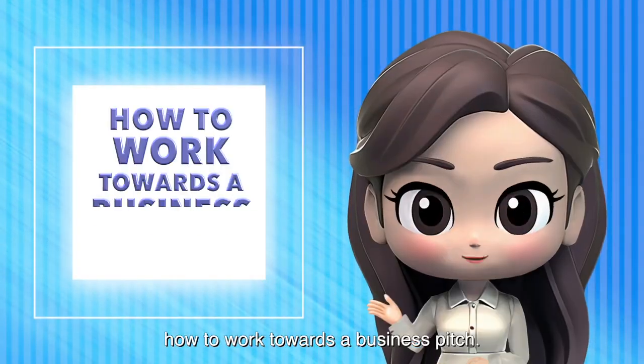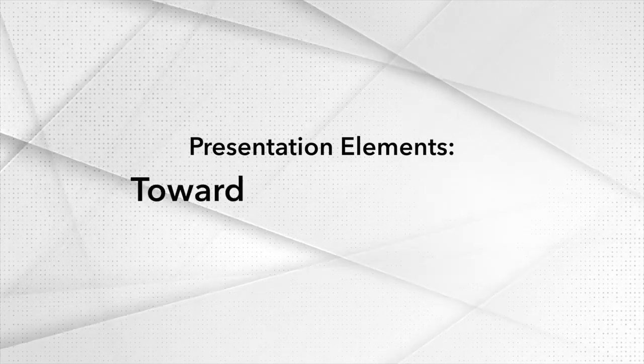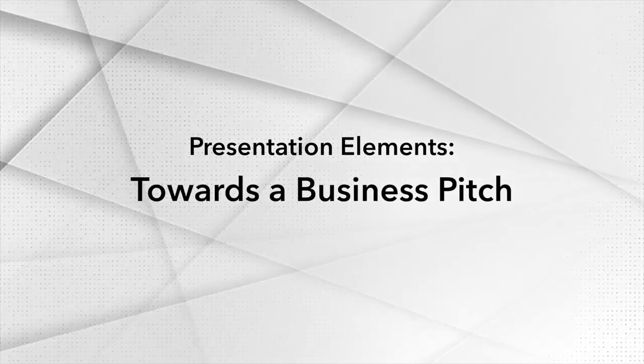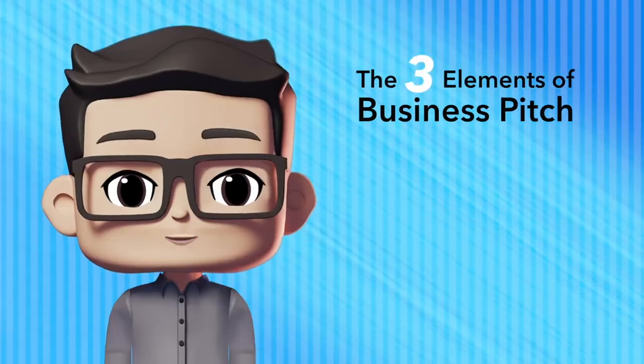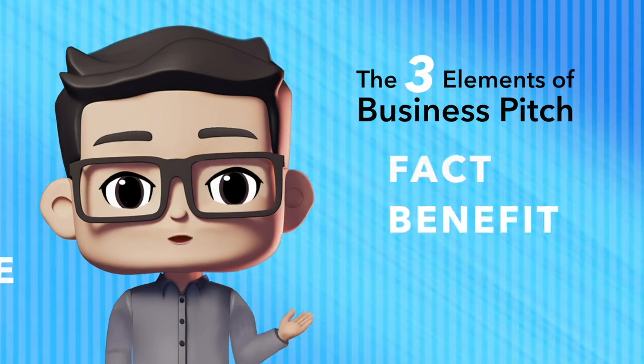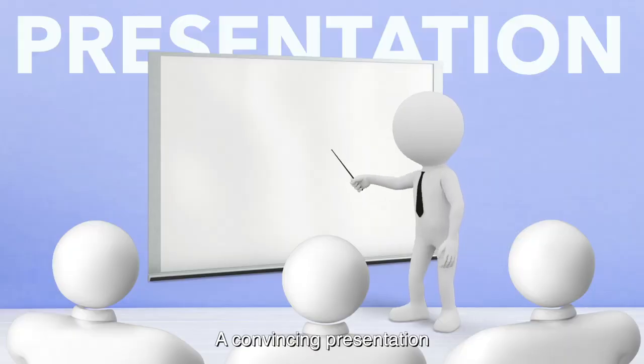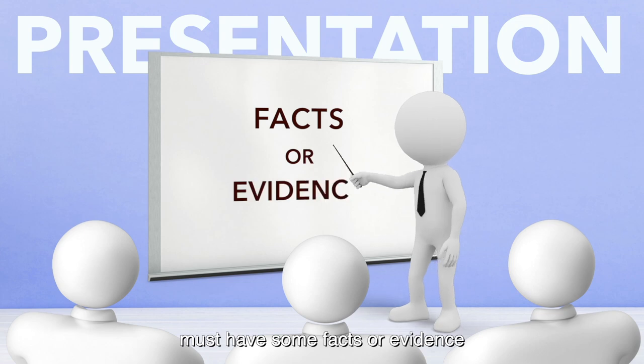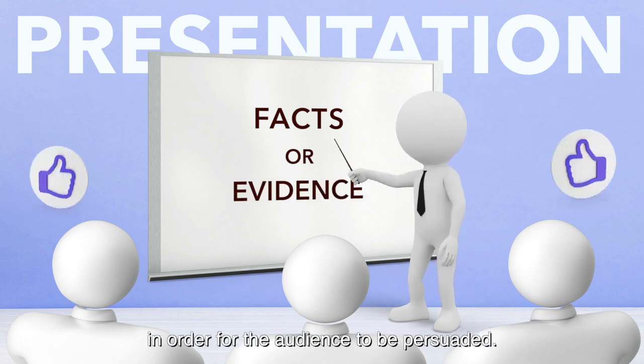Now we will discuss how to work towards a business pitch. Part 3. Presentation elements towards a business pitch. At first, the three main elements of a business pitch are fact, benefit, and evidence. A convincing presentation must have some facts or evidence in order for the audience to be persuaded.